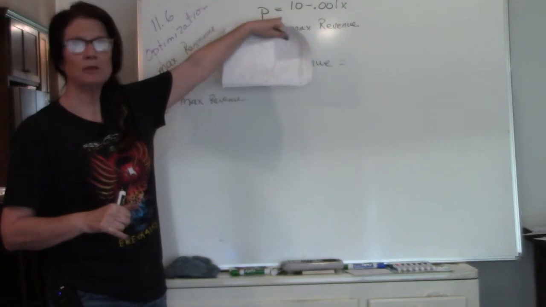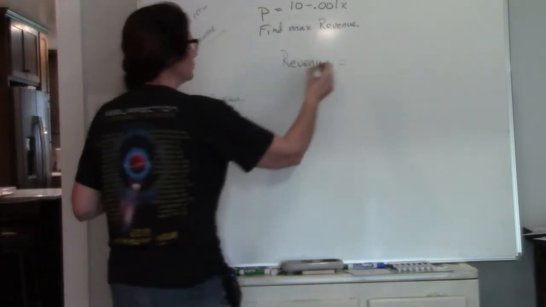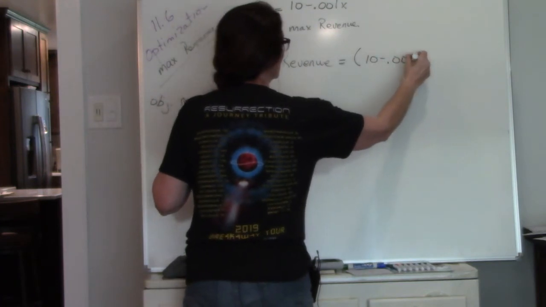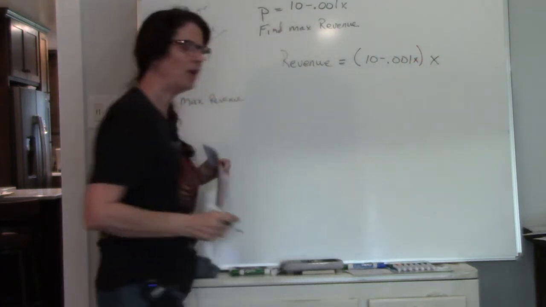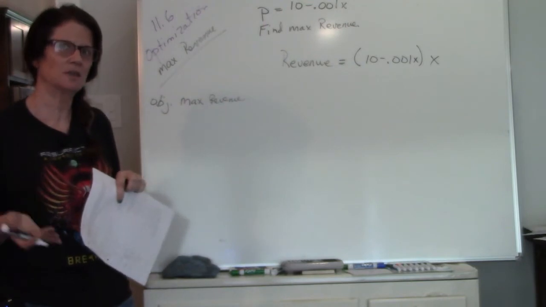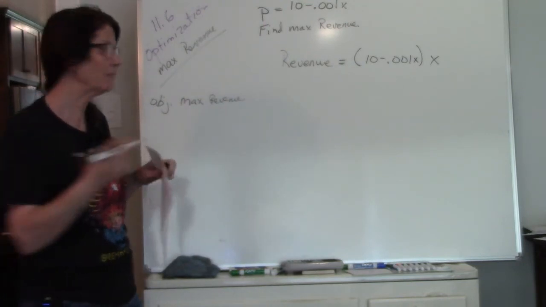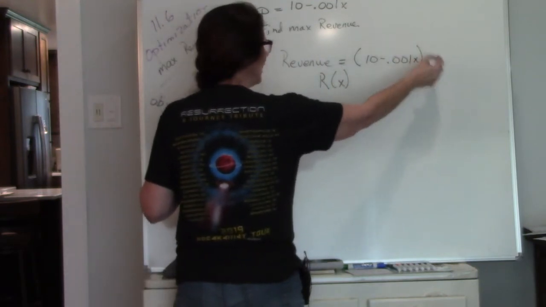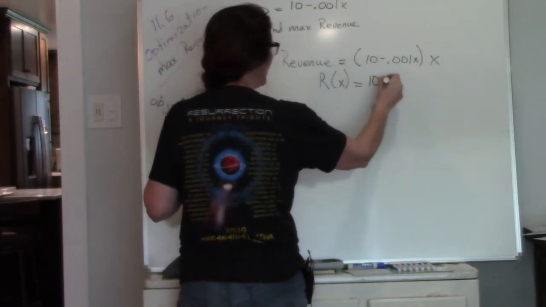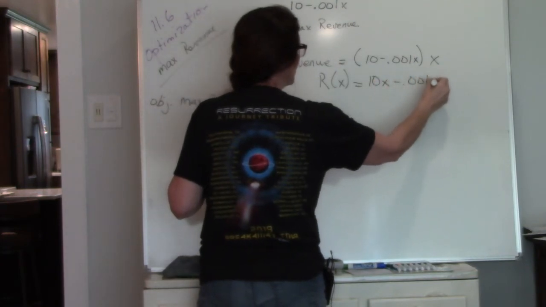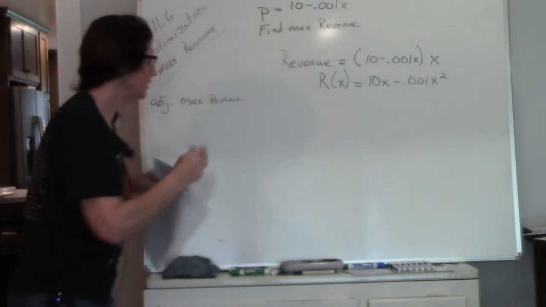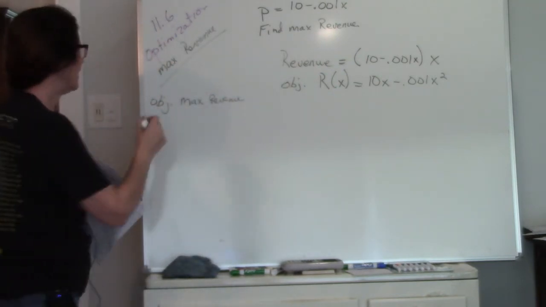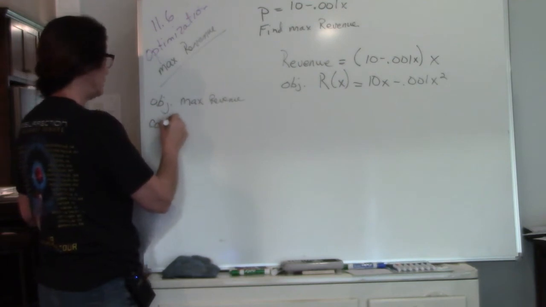Revenue is the price times the number of products. They gave me the price, so all I have to do is price times the number of products, and remember X represents the number of products. So now I have my revenue function. I distribute that X through: revenue equals 10X minus 0.001X squared. There's my objective. Got it. Now I need my constraint.